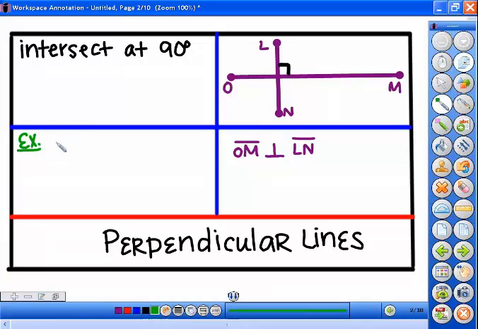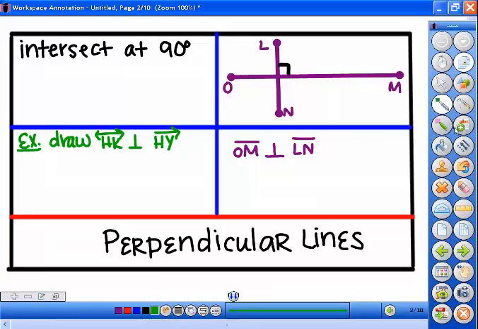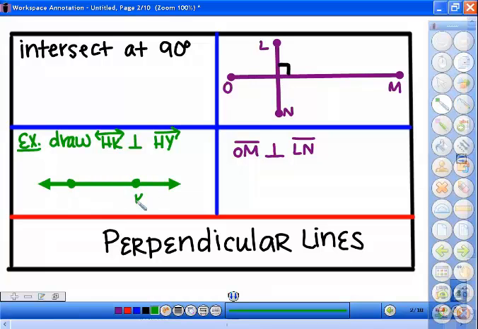In the example box, we can put a problem where you are asked to draw line HK perpendicular to ray HY. Okay, notice they both have H, so they're going to have that common point. So I'm going to start with line HK. I have to put points on there to label H and K.